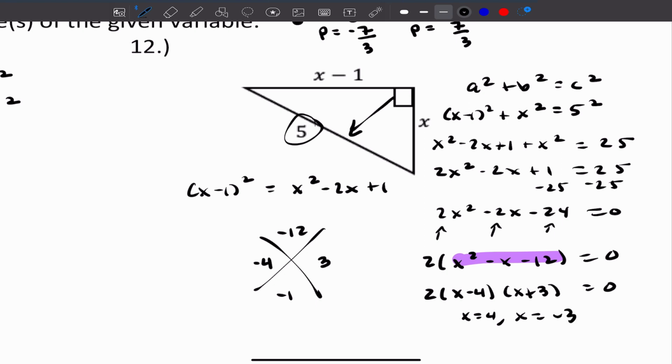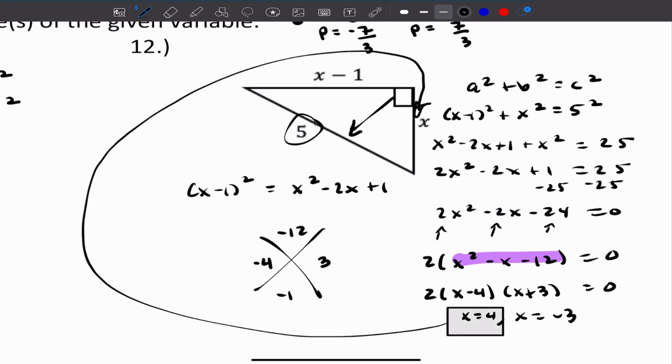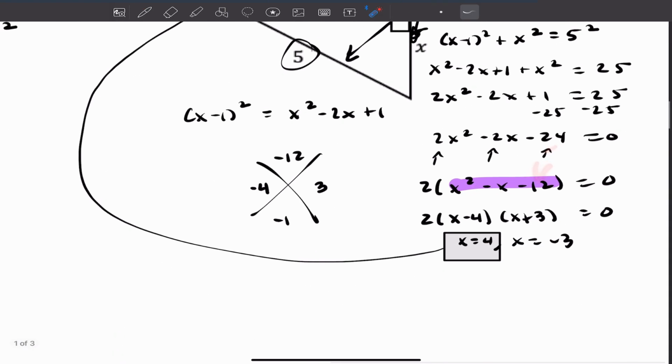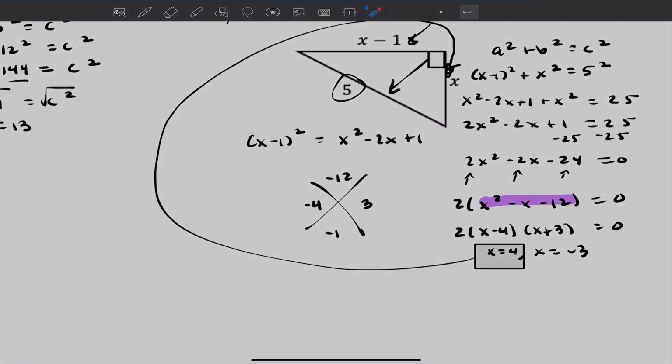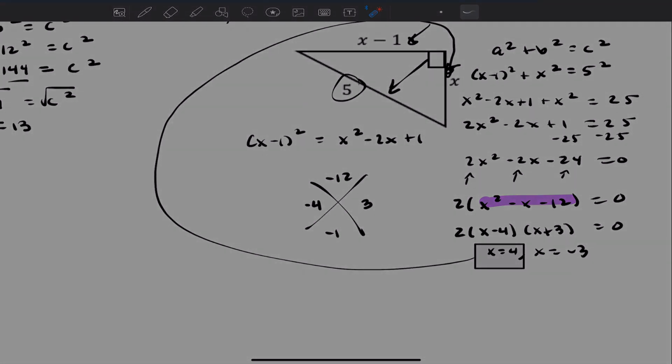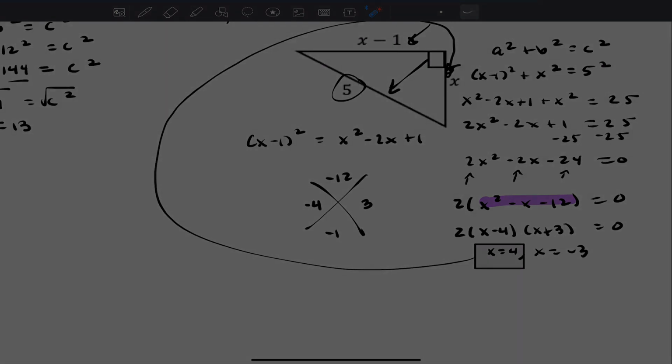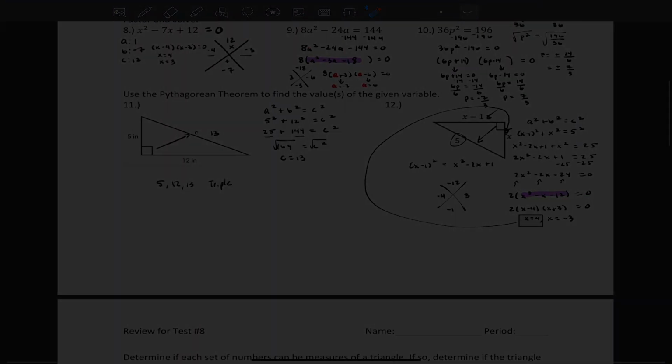But what is the right answer? Your answer is x equals 4, because if we plug that in, you'll have a positive side here and a positive side there. But if you plug this in, you're going to have a negative side, which doesn't make any sense. There's no such thing as a negative side or a negative length. When I'm talking about negative side, we're talking about the context. We're talking about the length of the side, okay? All right, that's it for page 1.